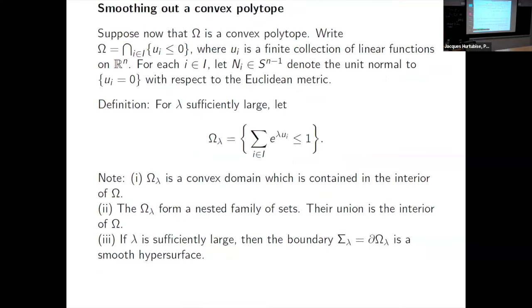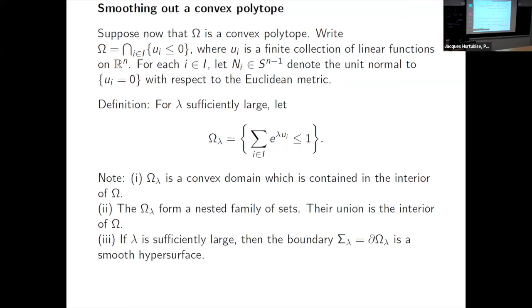Now let's go back to the problem of polytopes. Let's assume now that omega is a convex polytope. Then it's an intersection of half spaces, so I can write each half space in the form ui less than or equal to 0, where ui is a finite collection of linear functions. And the ni would be the unit normals to these boundary faces, computed with respect to the Euclidean metric. So what we want to do is approximate this polytope by smooth domains.